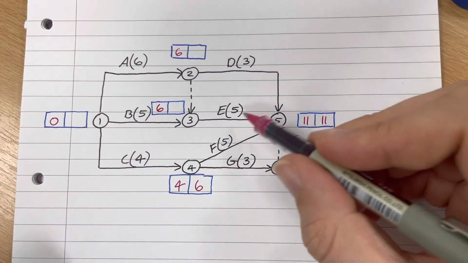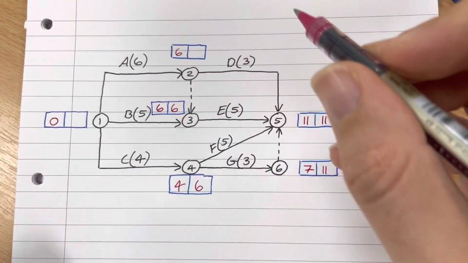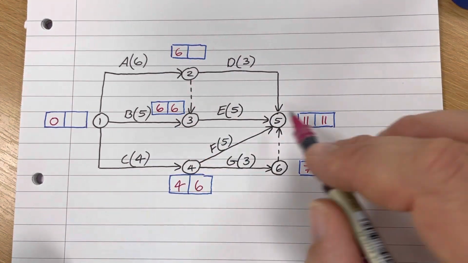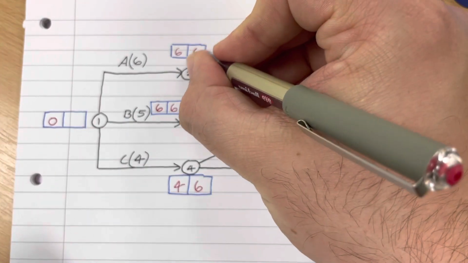11 minus 5 is 6. So that one gets put there. Got two inputs here, so I've got to check them both. 6 minus 0 is 6. And 11 minus 3 is 8. Take the smallest. That's a 6.